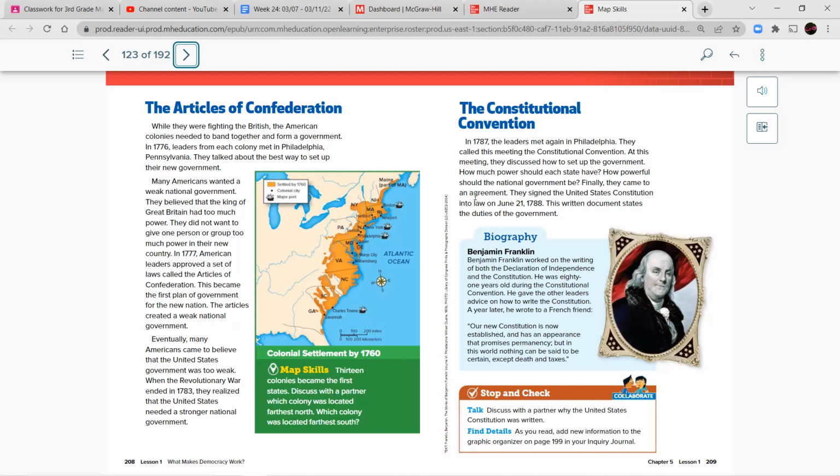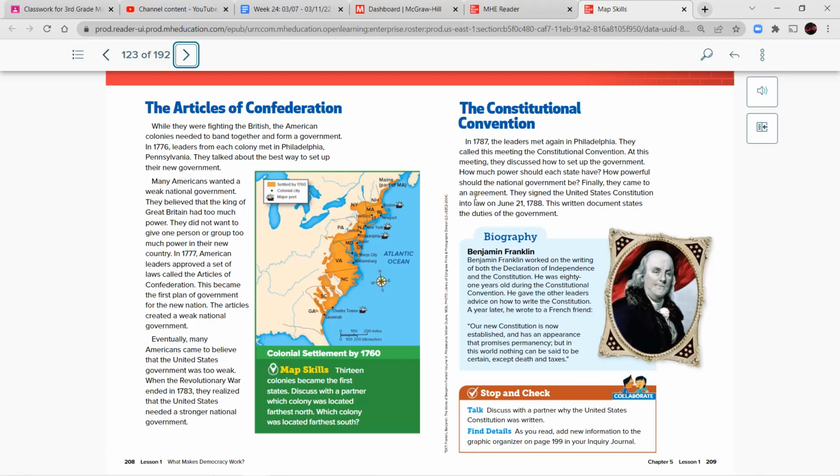Biography, Benjamin Franklin. Benjamin Franklin worked on writing both the Declaration of Independence and the Constitution. He was 81 years old during the Constitutional Convention. He gave the other leaders advice on how to write the Constitution. A year later, he wrote to a French friend, "Our new Constitution is now established and has an appearance that promises permanency. But in this world, nothing can be said to be certain except death and taxes."